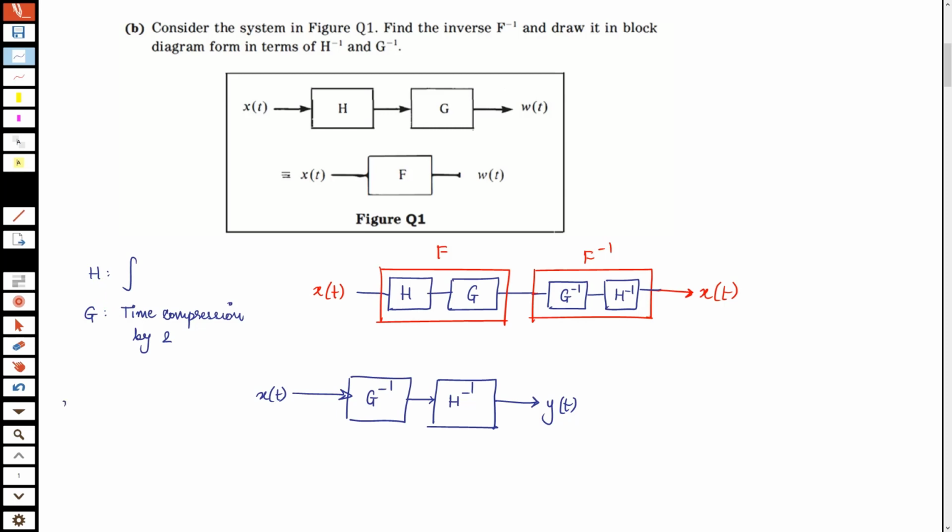We've already defined that G inverse is basically a system that expands a signal by a factor of 2, and H inverse is simply a differentiator. Whatever is the input, it differentiates it. So this is how the system F inverse looks. All right, and we've drawn it in terms of G inverse and H inverse. Moving on.